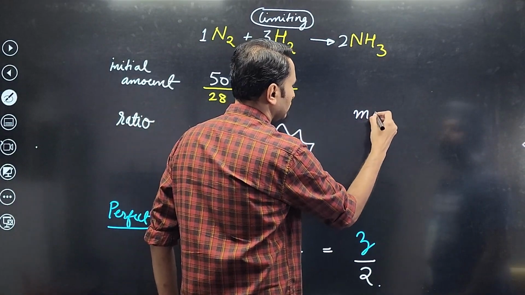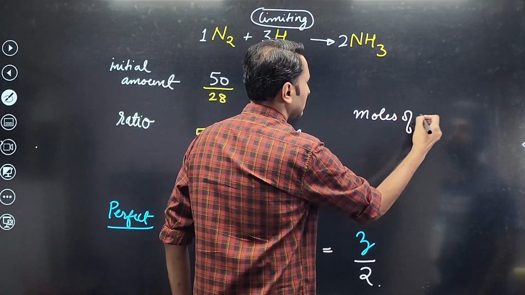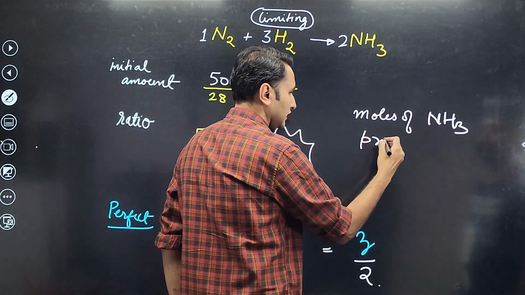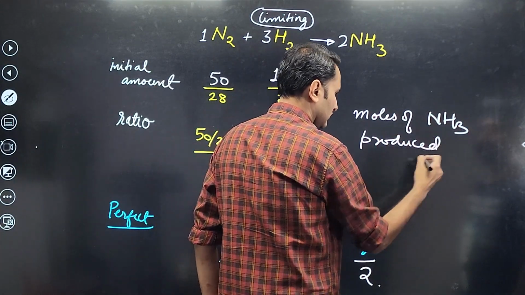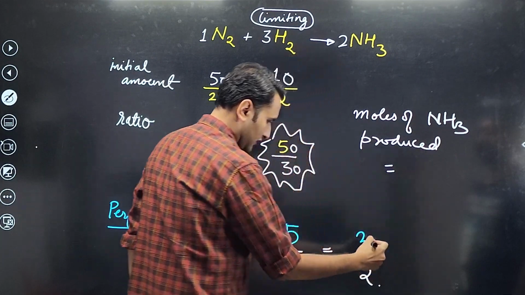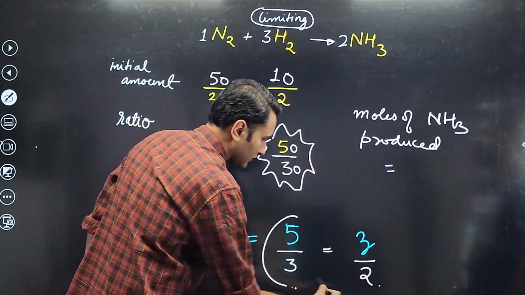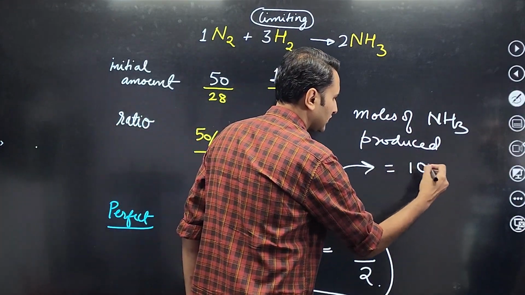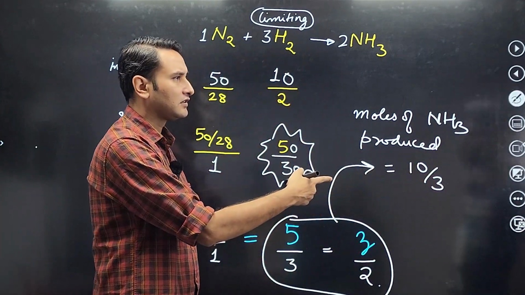क्वेश्चन में पूछा था अपने को moles of ammonia produced. ठीक है ना? तो वो कितना हो गया? Which is equal to 10 by z is equal to 10 by 3 from here, right? So this gives me 10 by 3. But ये तो moles है ना?